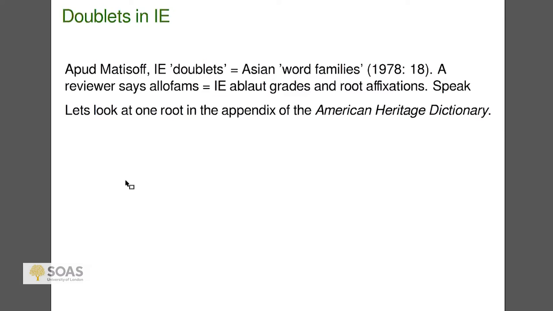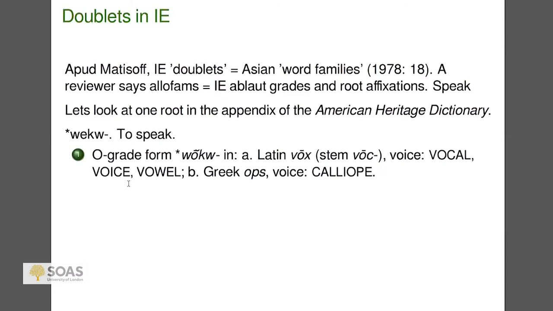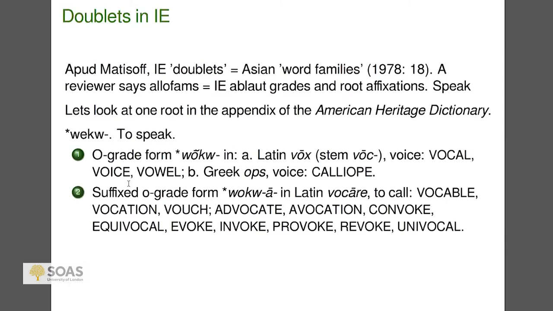So that reviewer drew attention to the following entry in the American Heritage Dictionary, which is an English dictionary that has an appendix of Indo-European roots. So here we have the Indo-European root wek, which means to speak. And we have the O-grade form, wok, which gives us Latin vox, and words like vocal, voice, and vowel in English, and gives us Greek ops, which comes into English with the word calliope. We have a suffixed O-grade, wokwa, which gives us all of these words, all from vocare in Latin.